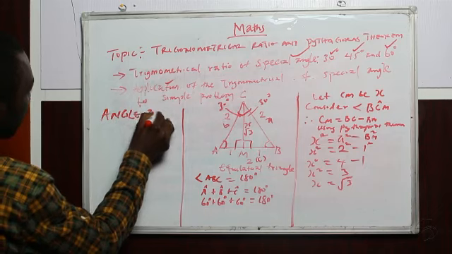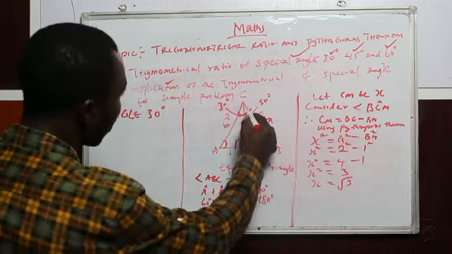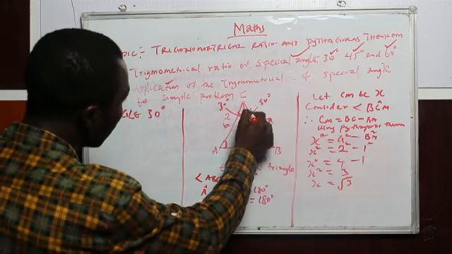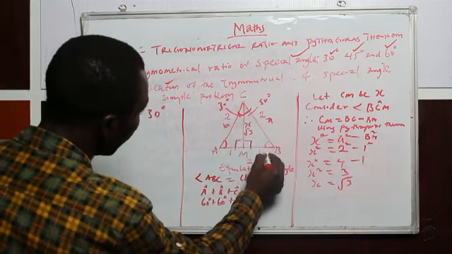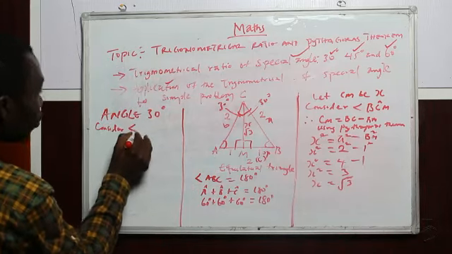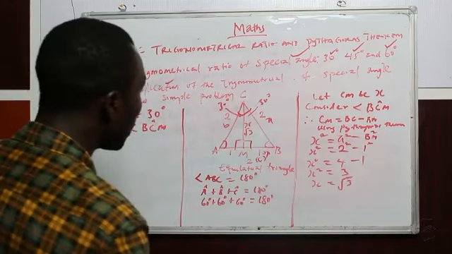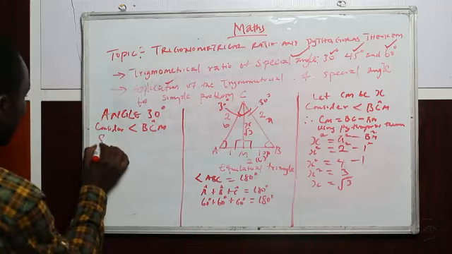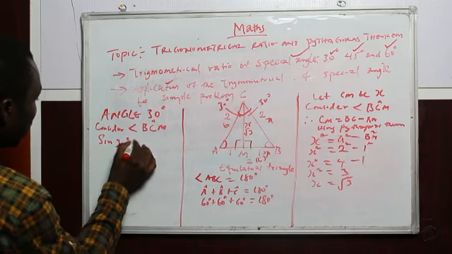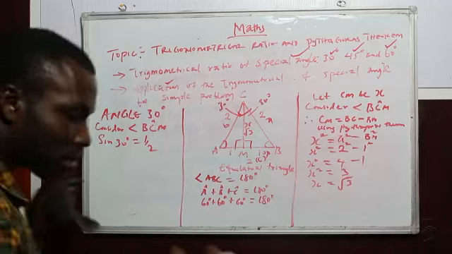Angle 30 degrees. Now, look at here. The angle that is facing this side is called the opposite. Consider angle BCM. Sine 30 degrees is equal to what? 1 over 2. Press your calculator.